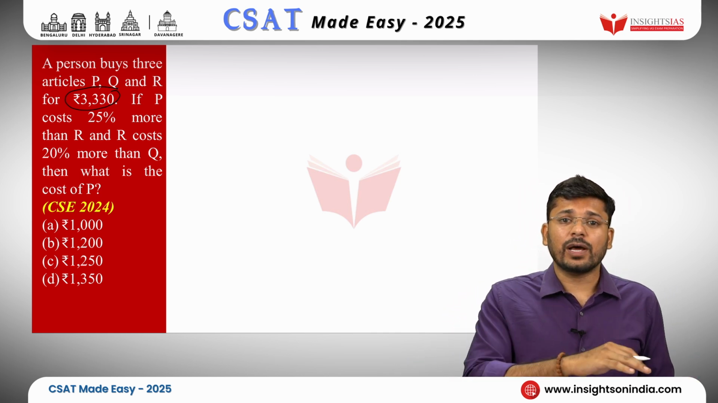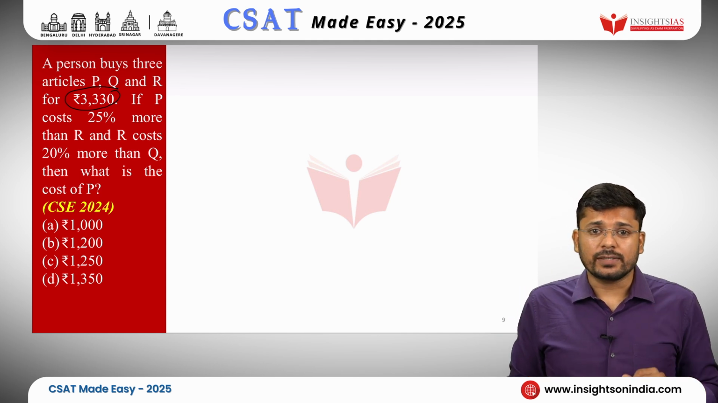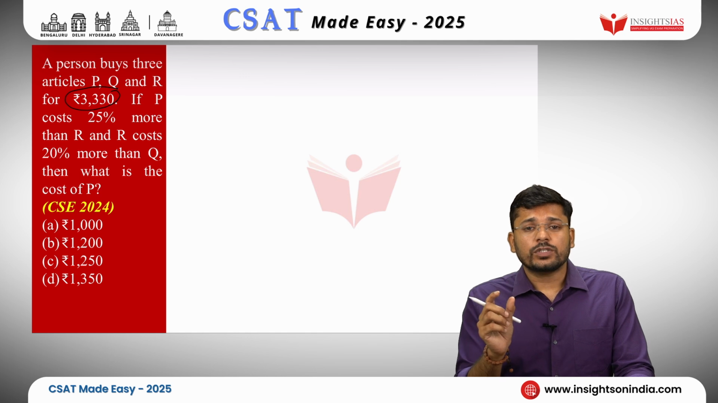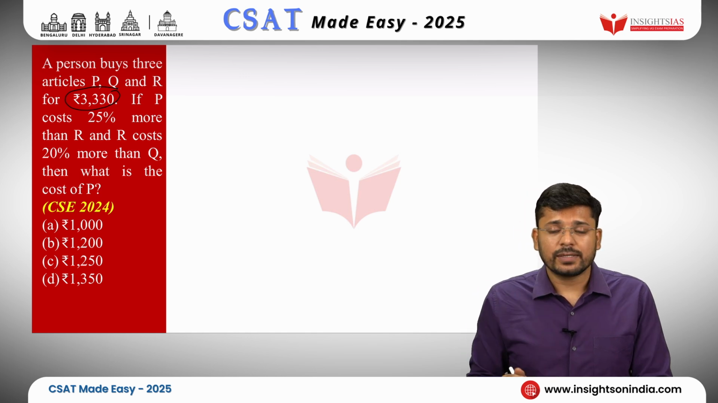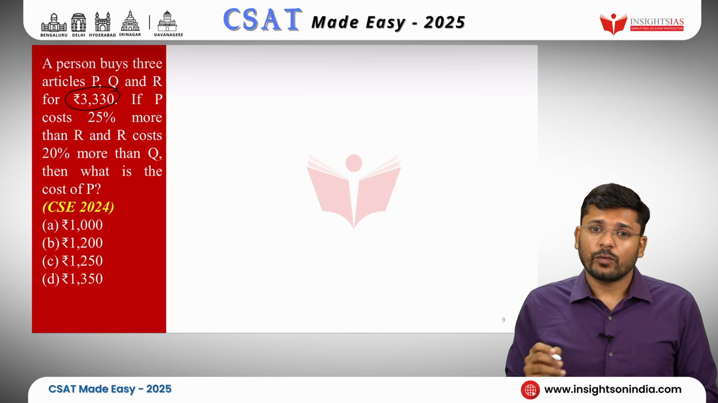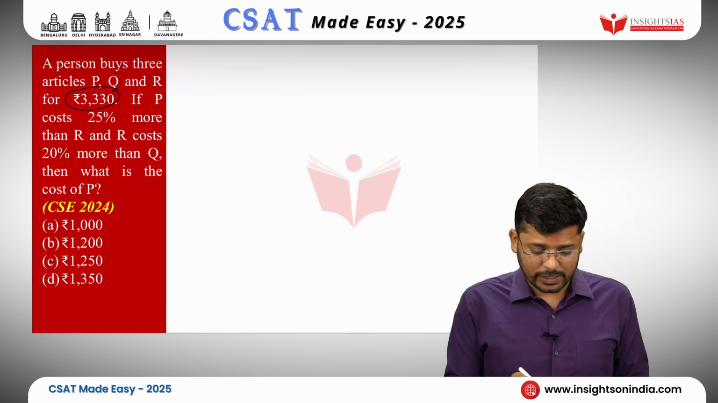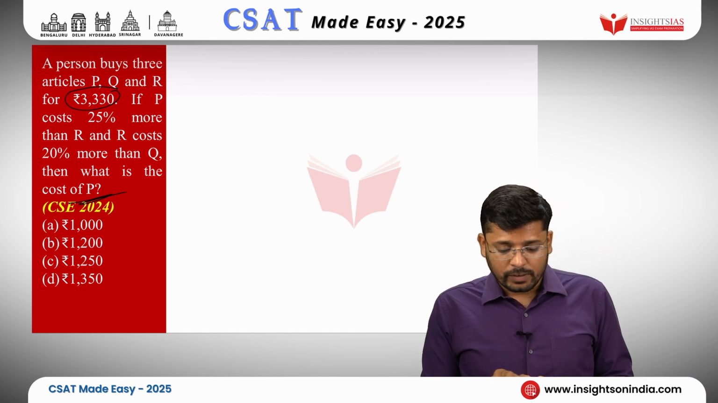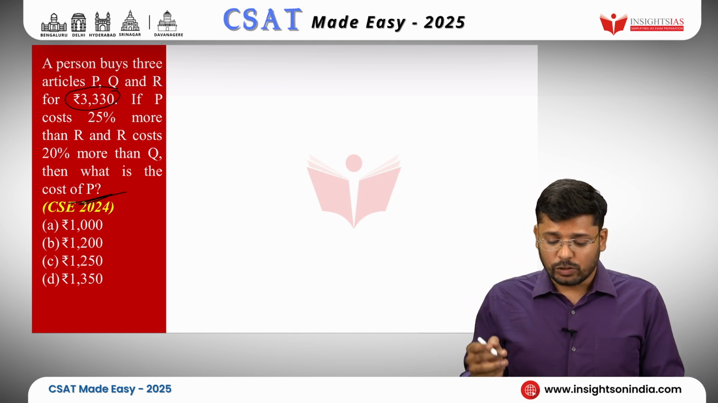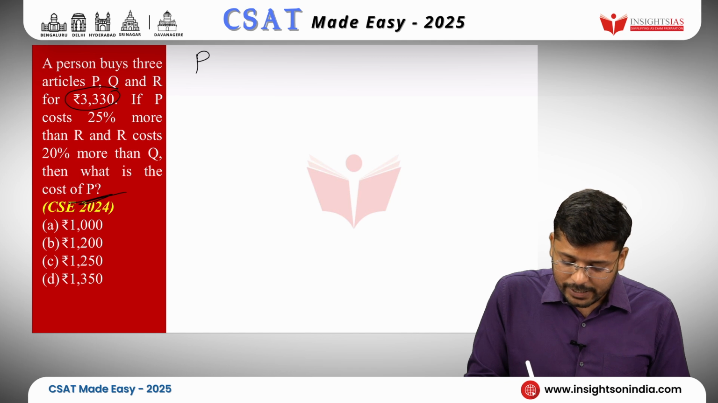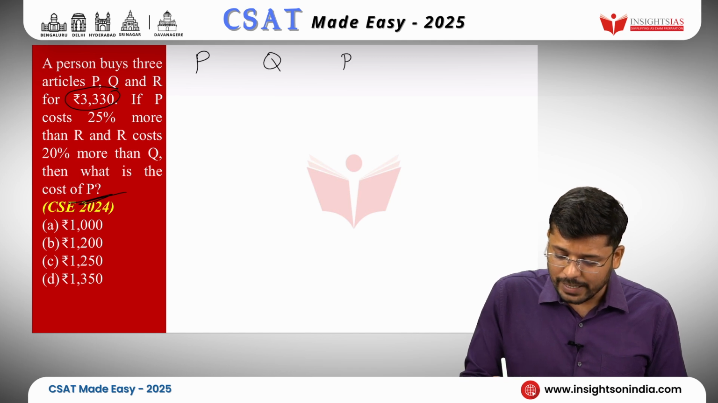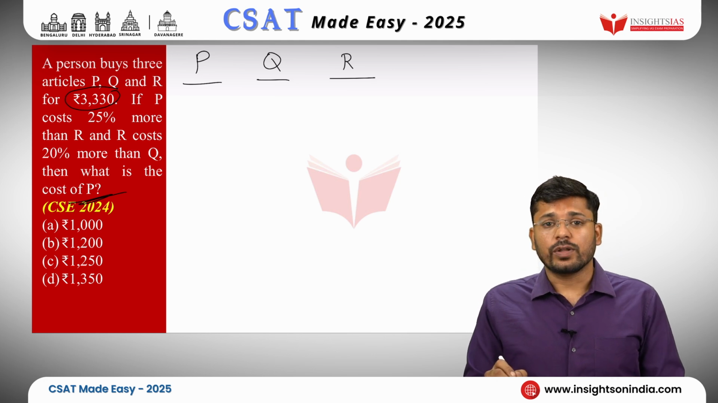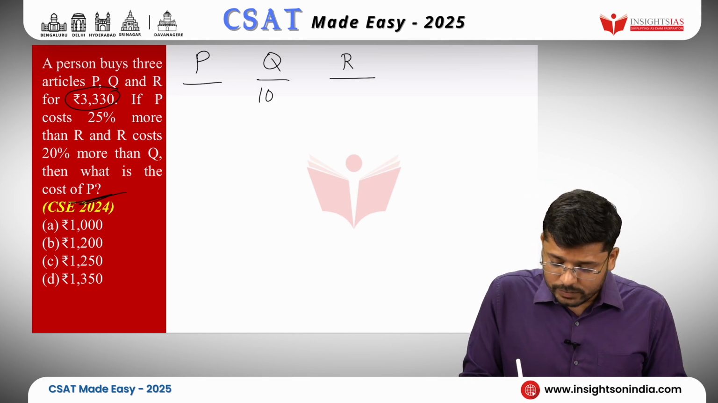Then we will find the value of P in terms of coins, and then if we find out the denomination of the coin using the value rupees 3330, we will get the value of P. That is what we need to find out, right? Cost of P. You will understand the concept better by solving the problem. We will write P, Q and R, and we will assume the cost of Q to be 100 coins.